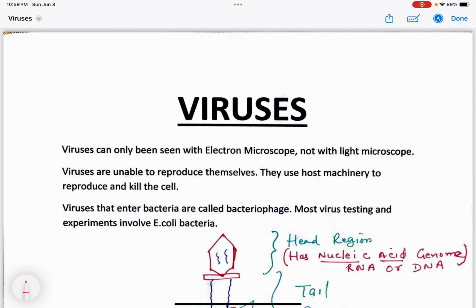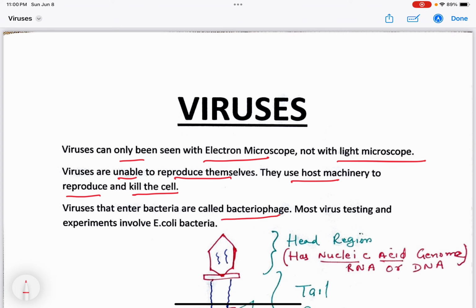Today we're going to talk about viruses. Nowadays a very hot topic due to coronavirus. Viruses are very small objects, can only be seen with an electron microscope, not with a light microscope. Viruses are unable to reproduce themselves. They need host machinery to reproduce and ultimately kill the cell. Viruses that enter a bacteria are called bacteriophage.